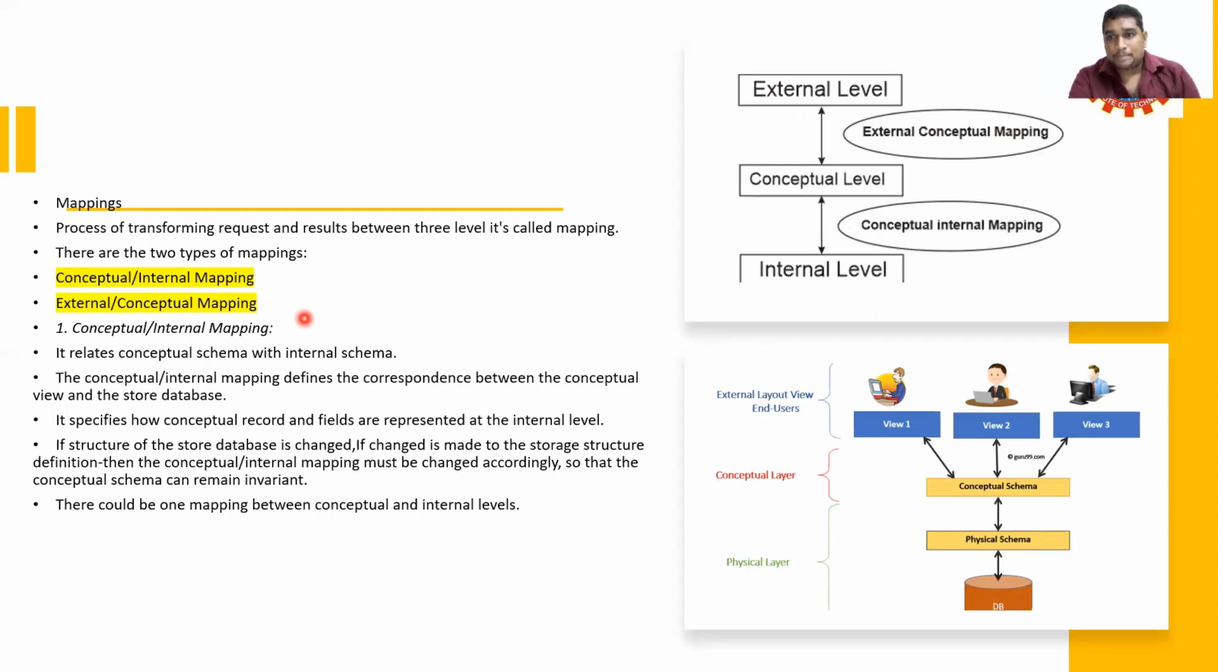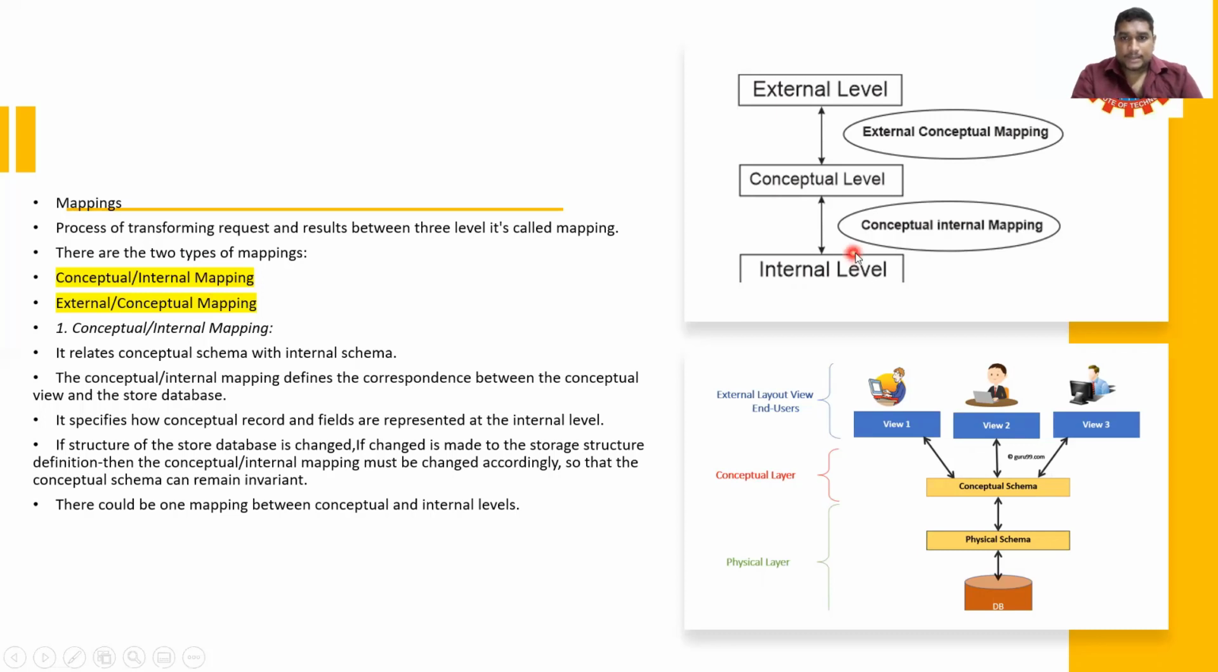The DBMS maps two things, users and the database. It acts as a bridge. Similarly, if you see this diagram, these three can be considered as mappings. This is a mapping and this is a mapping. So we have two types of mappings called conceptual or internal mapping, and external conceptual mapping.